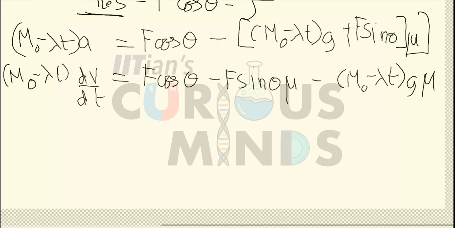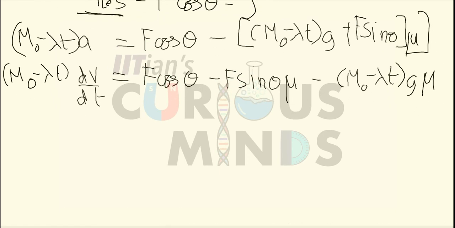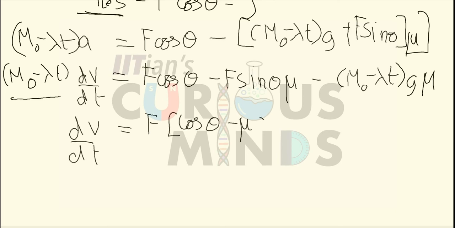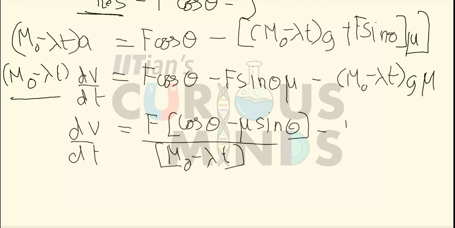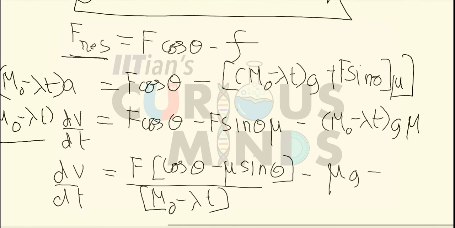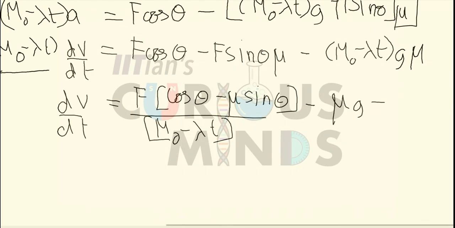Now I have rearranged the terms. Before I take F common, I will divide the whole equation by m naught minus lambda t, because I have to integrate the velocity. So dv by dt will be equal to, taking F common, (cos theta minus mu sin theta) divided by (m naught minus lambda t), minus mu into g. Let this be the third equation. I will use this later.